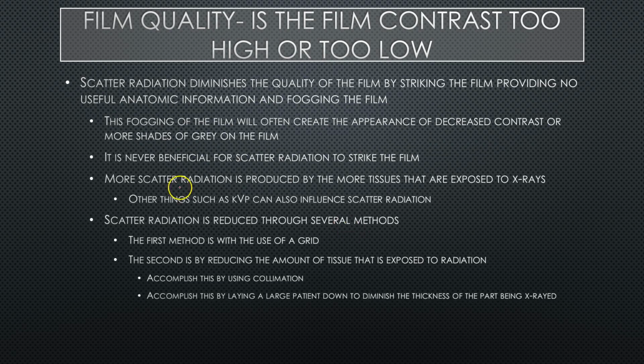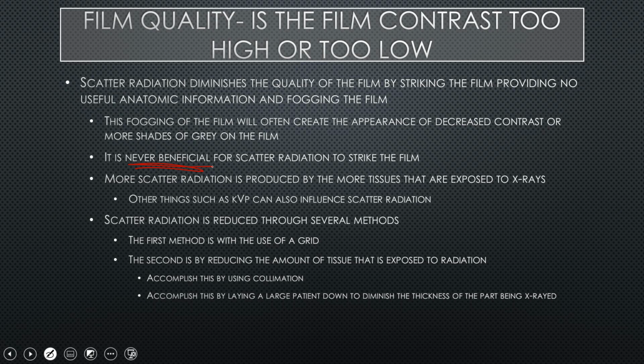Now going on to scatter radiation. Scatter radiation diminishes the quality of the film by striking the film, providing no useful anatomic information, and fogging the film. As the name suggests, it scatters. It's going to go in any direction it pleases. This fogging will create the appearance of decreased contrast, or more shades of gray, on the film. It is never beneficial for scatter radiation to strike the film. More scatter radiation is produced by the more tissues that are exposed to the X-ray. Sometimes you can't help scatter radiation, but you can reduce it as best as you can.